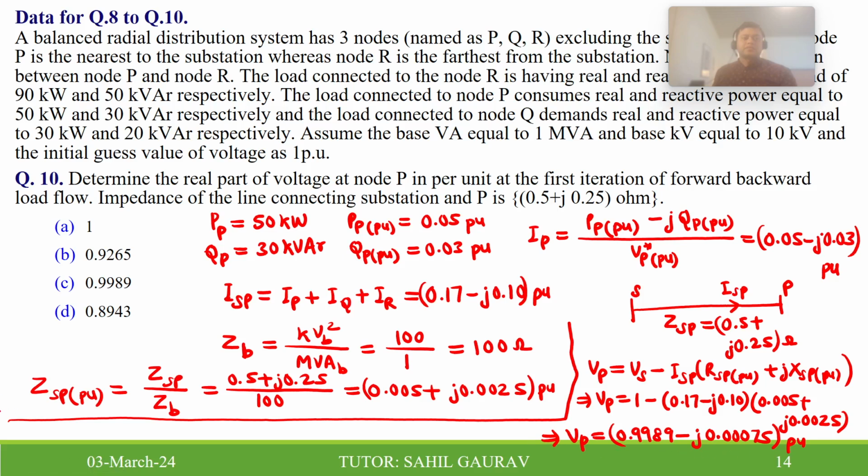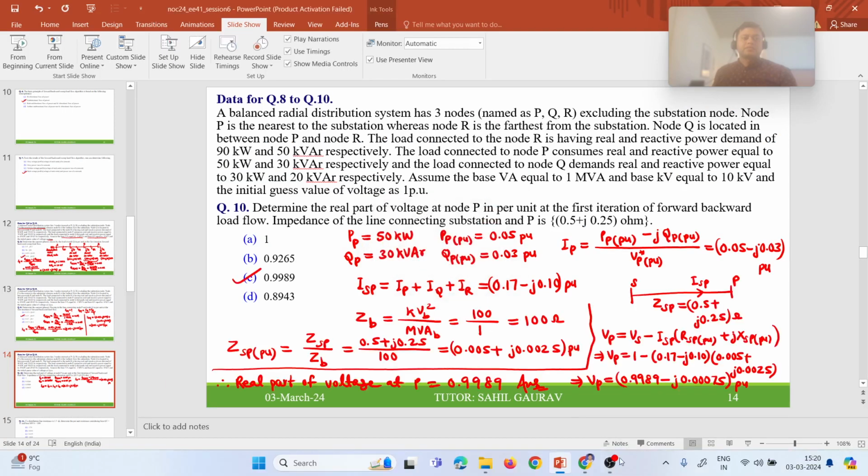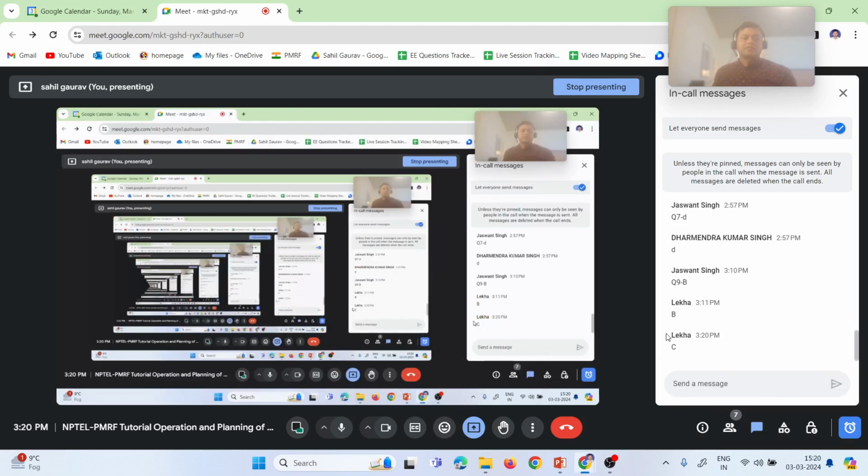In this problem we are asked about the real part of voltage. Hence the real part of voltage at P is 0.9989. Therefore C is the correct answer. How many of you got this answer? Yes, Lekha, you are correct. Very good. C is the correct answer.